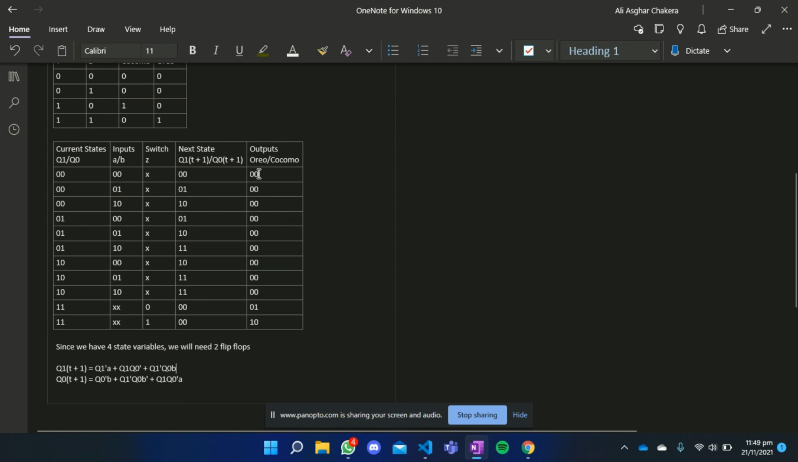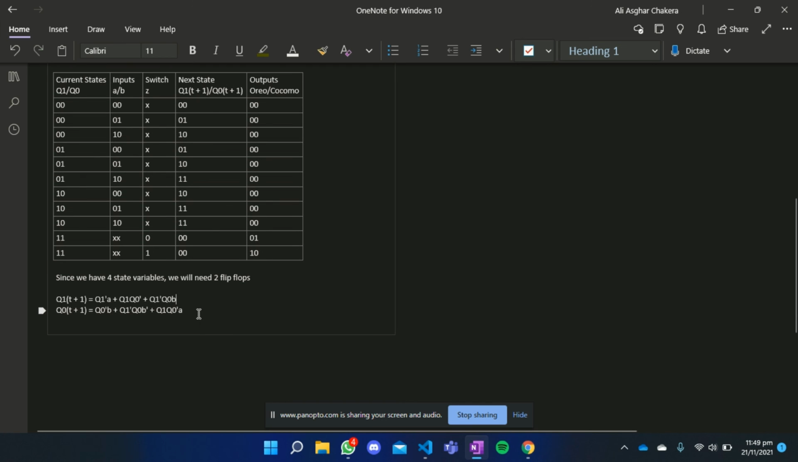Now from this transition table, we can get the equation for our flip-flops, which are these respectively. Since we have four state variables, we'll have two flip-flops, as previously was shown.